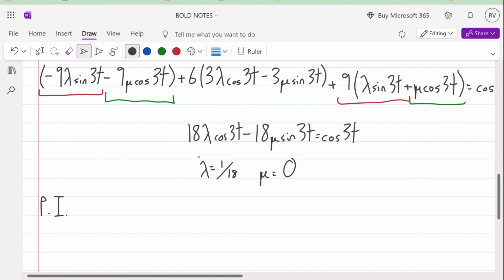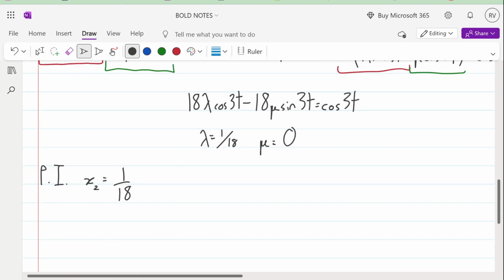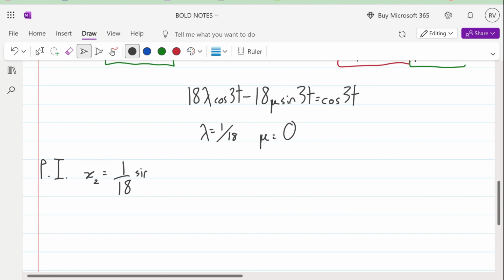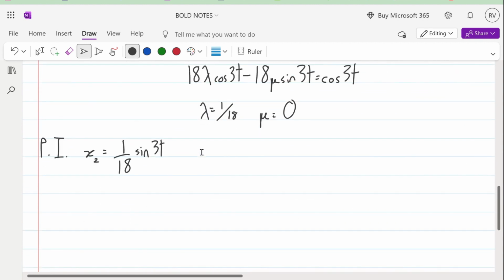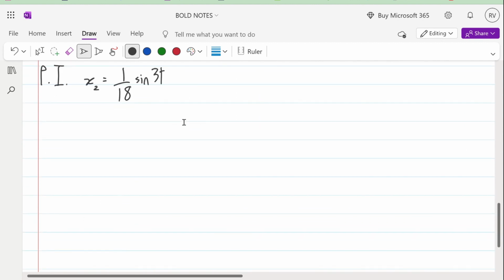So now we're doing the particular integral again, but now with our new values. So we have 1 over 18, and then because it had sine 3t, it's going to be sine 3t, and then obviously the mu is going to be 0. So this is our particular integral. Now we have all the parts, so it asks for a general solution. So the general solution is always equal to the complementary function plus the particular integral, right? So you don't need to write this step, I'm just writing it out to show you exactly what we're doing.